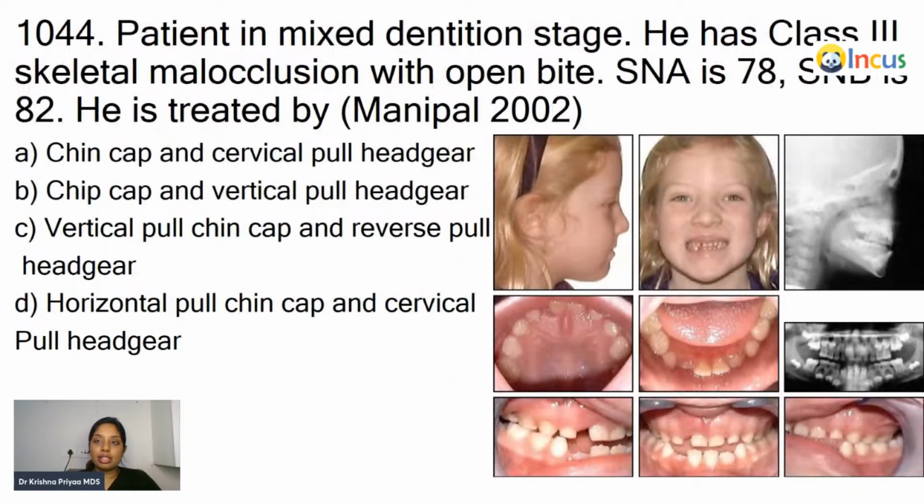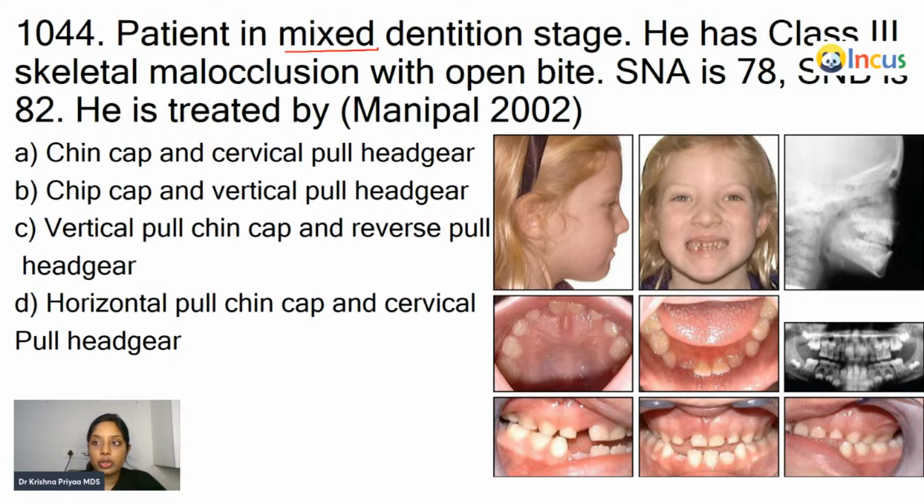So, a patient in mixed dentition stage has class 3 malocclusion with open bite. SNA is 78, SNB is 82, he is treated by... So these are some clinical conditions, and I'll help you how to delineate this. The first key factor in the question is mixed dentition. So the patient's age is low, below 12 years, around 7 to 10 years. That is the first key point.